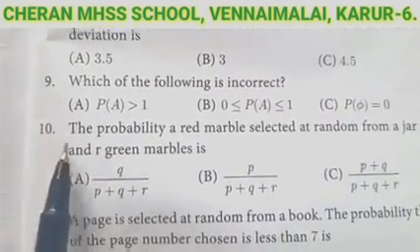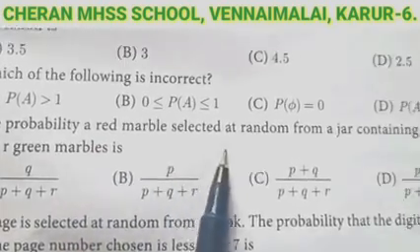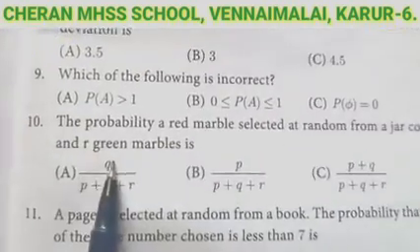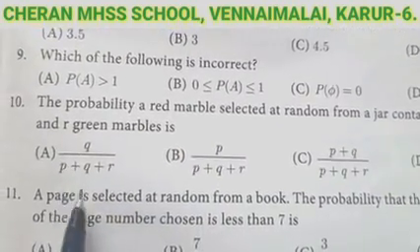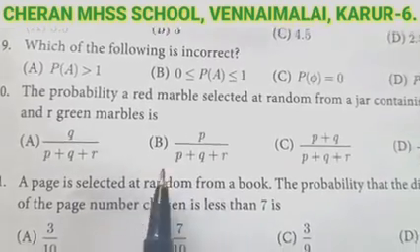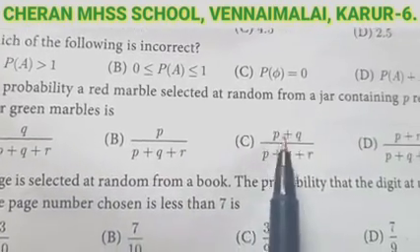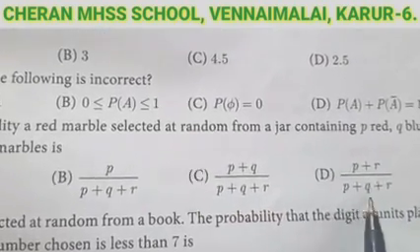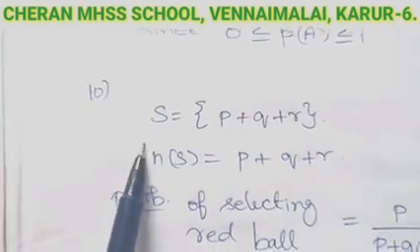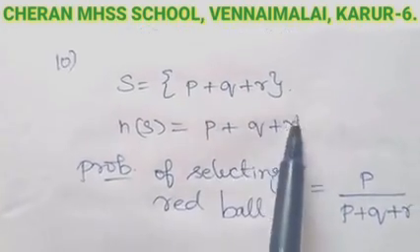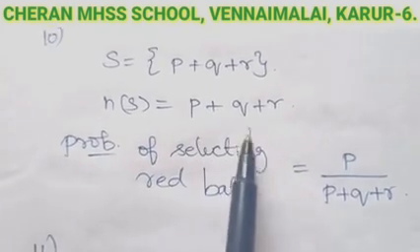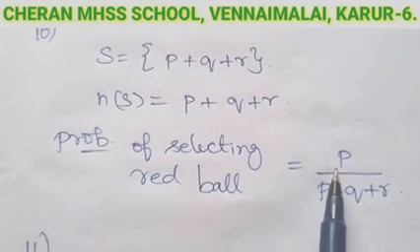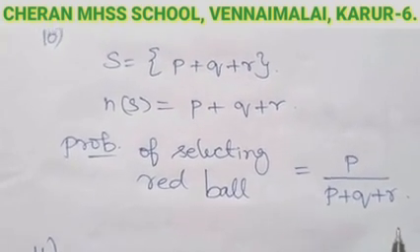Sum number 10. The probability that a red marble is selected at random from a jar containing P red, Q blue and R green marbles is: Q by P plus Q plus R, P by P plus Q plus R, P plus Q by P plus Q plus R, P plus R by P plus Q plus R. Sample space S is P plus Q plus R, so n of S is equal to P plus Q plus R. Probability of selecting a red ball: here the red balls number only P. So the answer is P by P plus Q plus R.